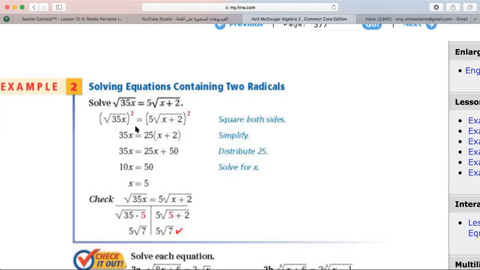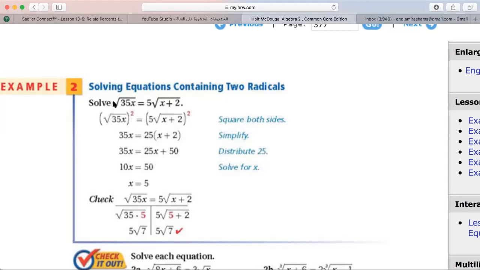I'm going to square both sides. Like here, I have square root of 35x is equal to 5 multiplied by square root of x plus 5. I'm going to take the whole term and square it.